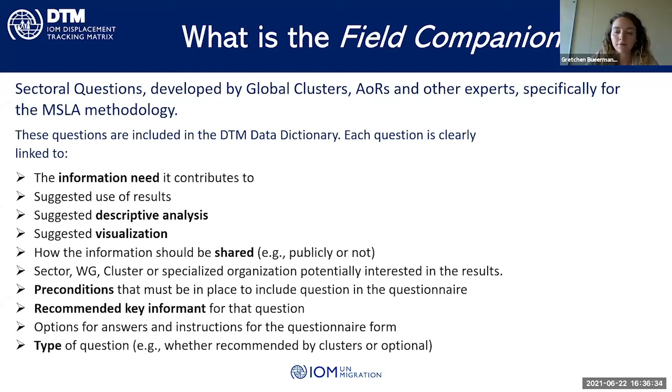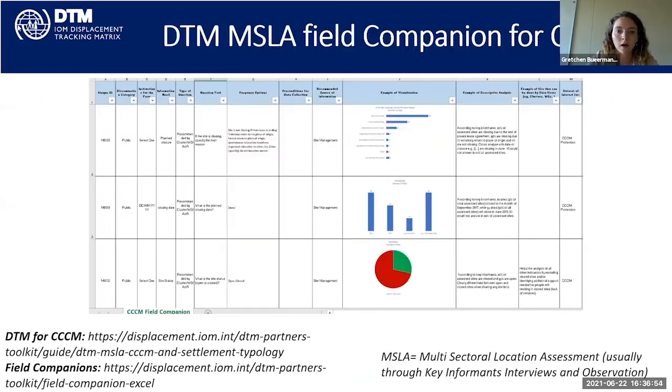One of the things that's nice about the Field Companion is after information needs are identified, we can select relevant questions from the Field Companion, which fulfill those information needs. And it's a nice set of guardrails to understand what's established methodologically already and what might need to continue to be worked on in the future. So this is just a brief example of the Field Companion for CCCM. As you can see, there are examples of visualizations. There's an example of descriptive analysis. It really provides a robust framework for understanding what's available and how to best use the information that's already out there.